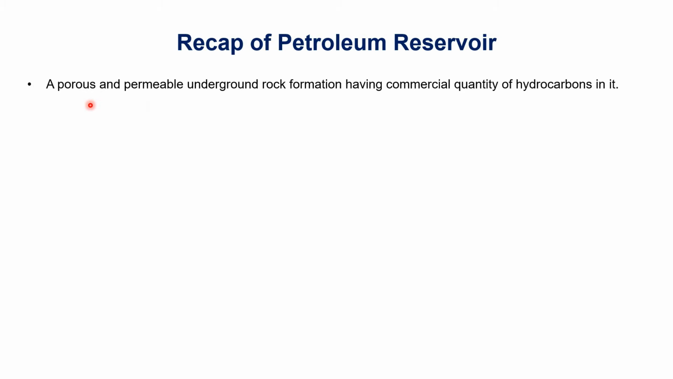Regarding the first property, that is porosity, we have already discussed. Now we'll discuss the second property of the reservoir rock, that is permeability. So we can define permeability as the measurement of a rock's ability to transmit fluids. It is typically measured in darcies or millidarcies and is denoted by K.